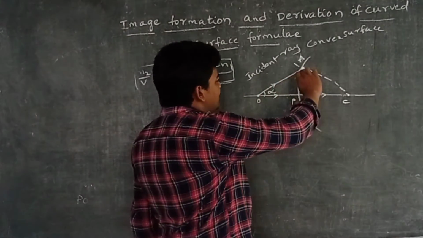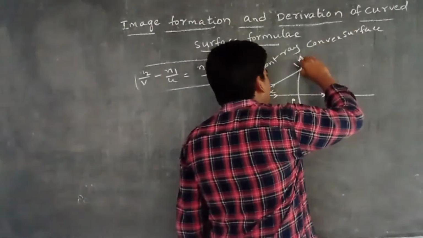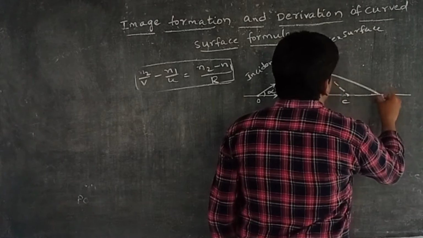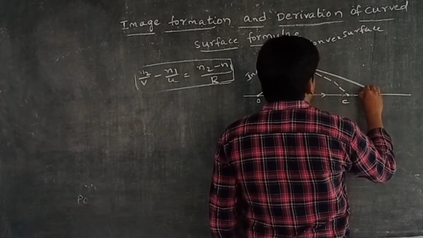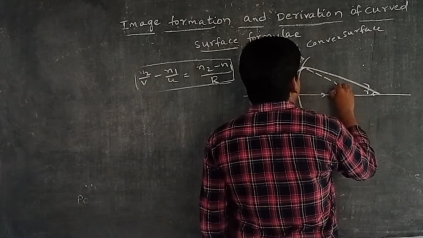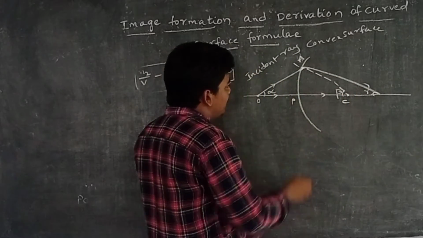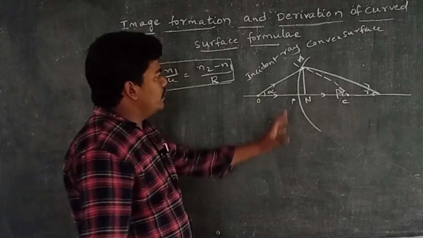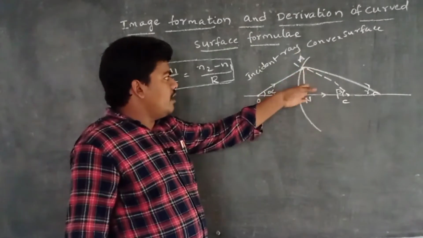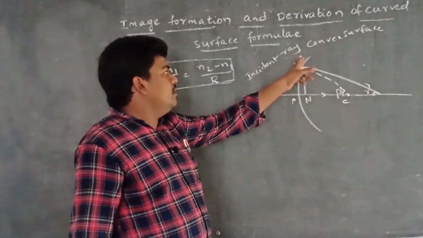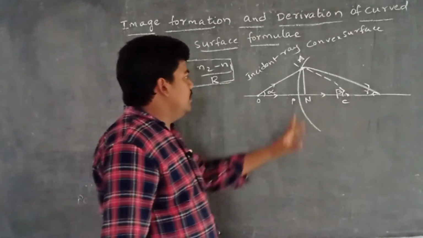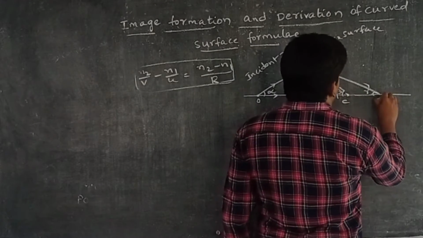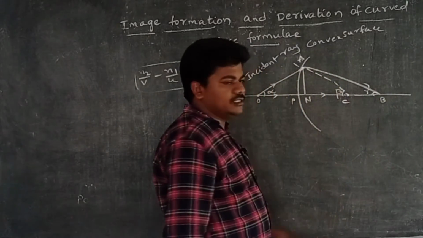A light ray strikes at point A and deviates with an angle. For example, this makes an angle gamma, and this makes an angle beta. Let us take another point which is perpendicular. This is a perpendicular line AN. From A I have to draw a perpendicular line AN, and let us consider this point as B.